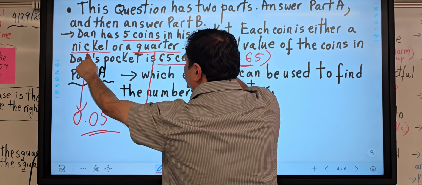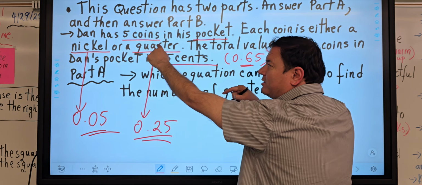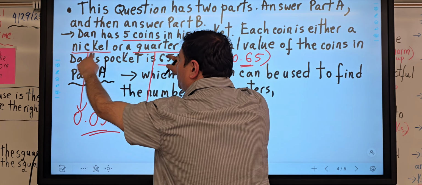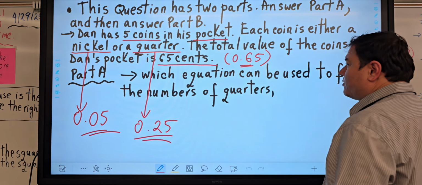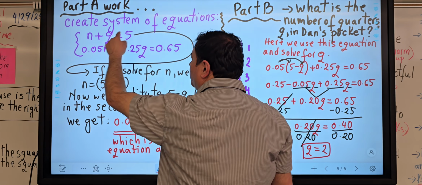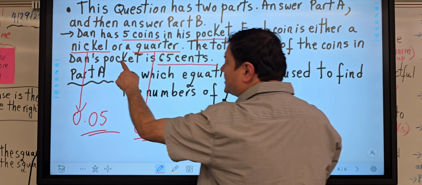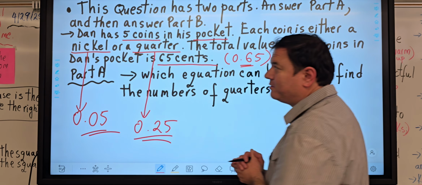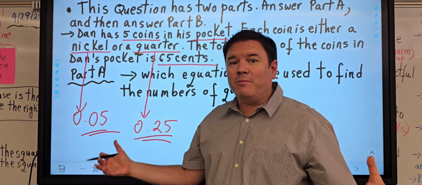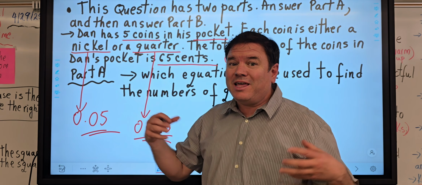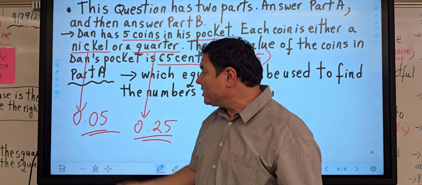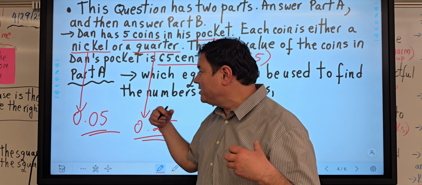So N plus Q equals 5. One more time: N plus Q equals 5. And now we know that the nickels are 0.05. We do not know how many nickels there are, but we know that together they are 5. So because of that reason, we can call that 0.05.